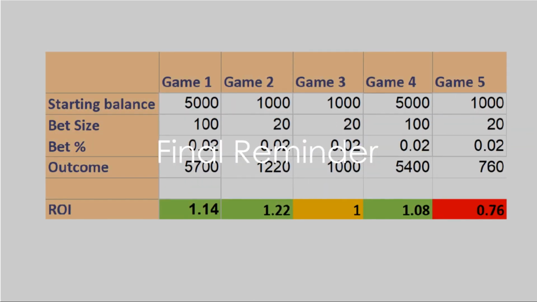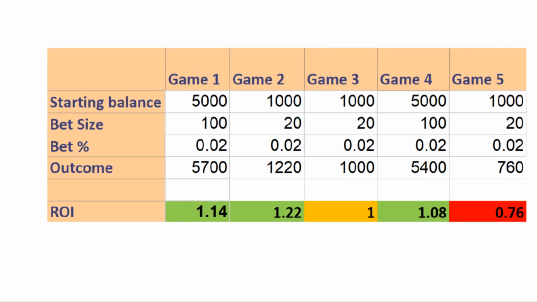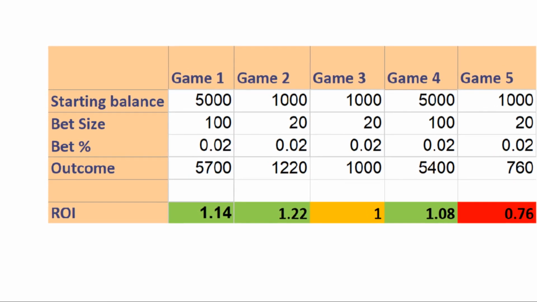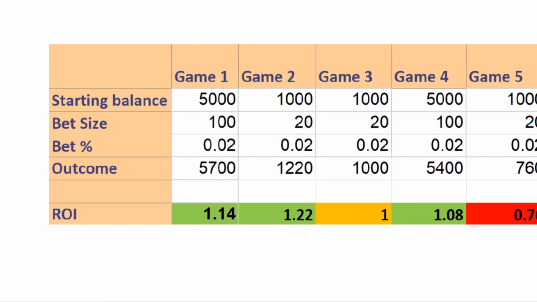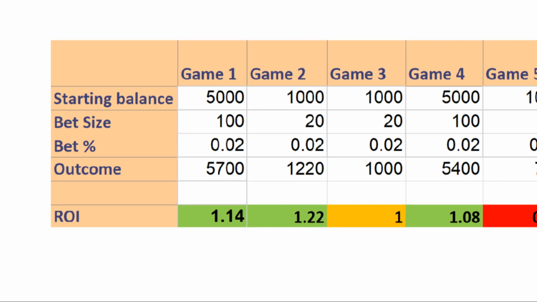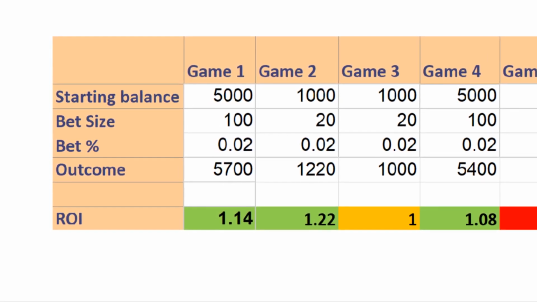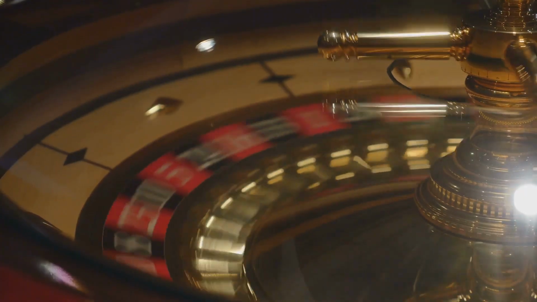Out of interest, what we have done is run this system across 5 varying sessions and games. This is to show the potential ups and downs. Similar guidelines were applied. 10-minute session, 2% of our bankroll per spin, only playing red. You can see 3 out of the 5 games were profitable. 1 was a loss and 1 was a break-even. Overall, we are positive from our balance.